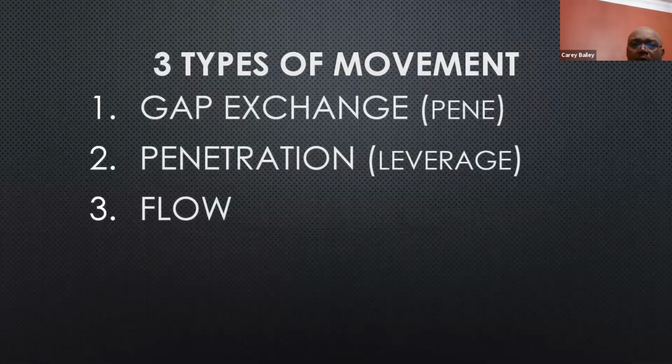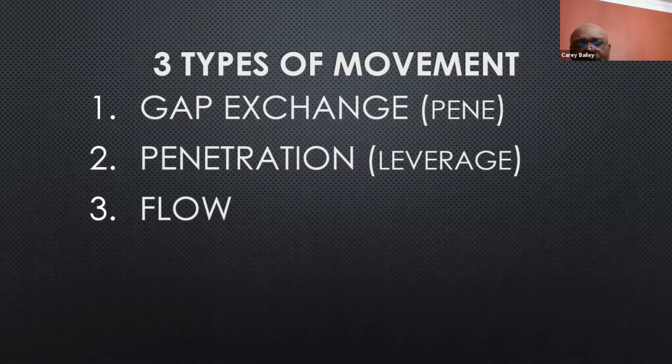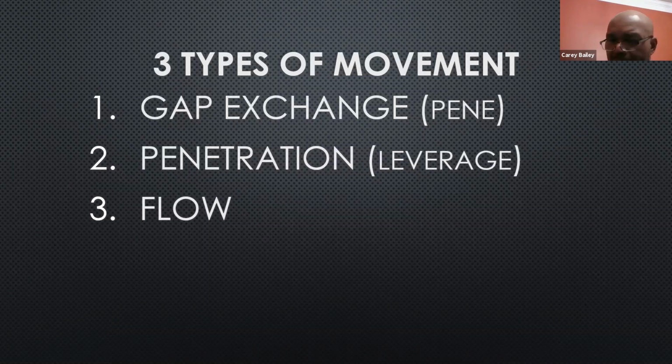Okay, now, 3 types of movement. You got gap exchange with penetration, okay? That's where me and the backers are now exchanging gaps, but as opposed to me trying to leverage another offensive lineman or adjacent offensive lineman once I enter that gap, be him coming to me, I'm just going to try to ricochet and penetrate, okay, off the gap exchange.